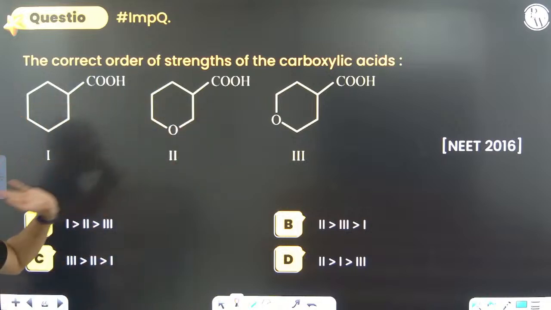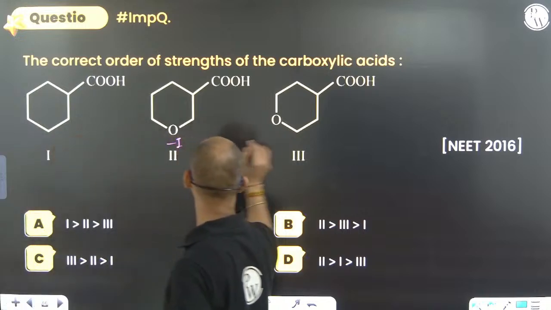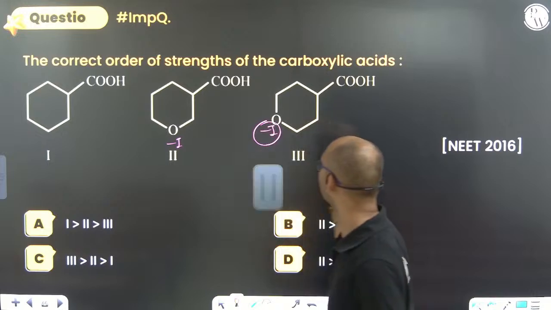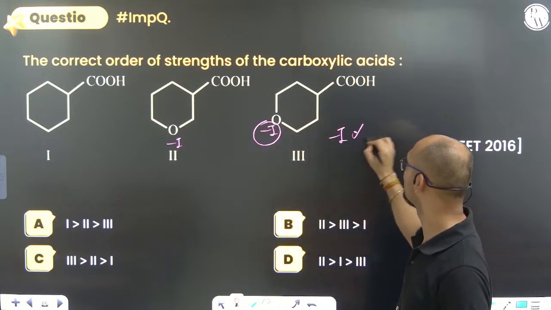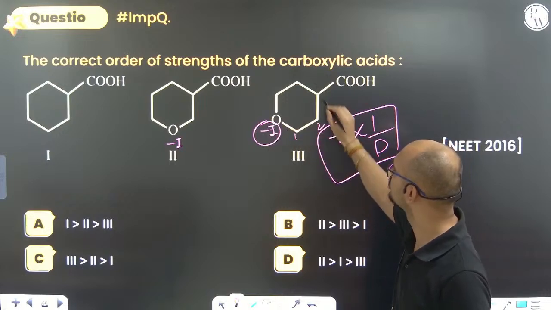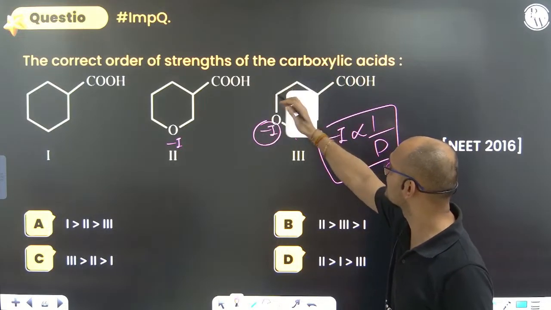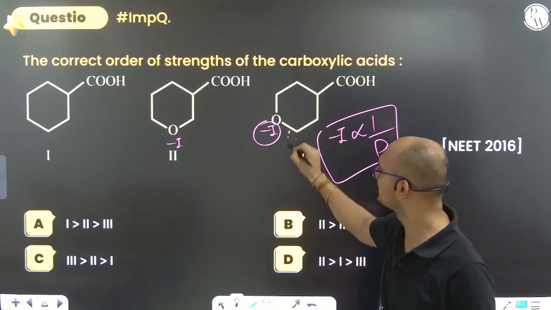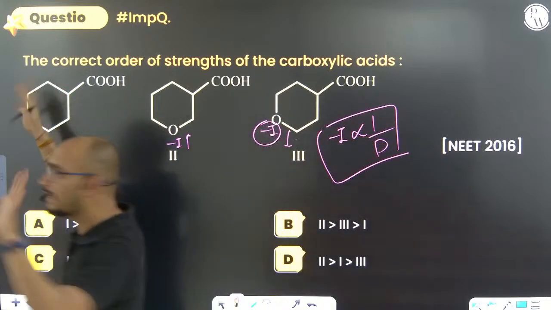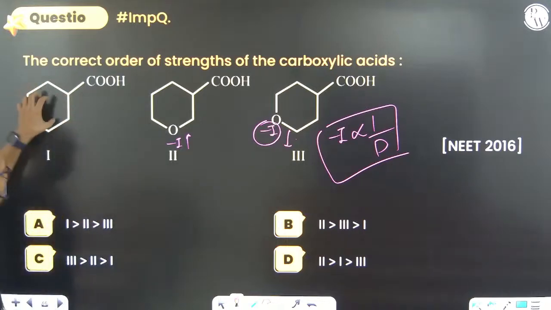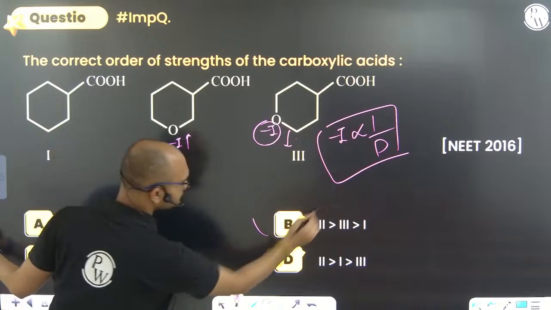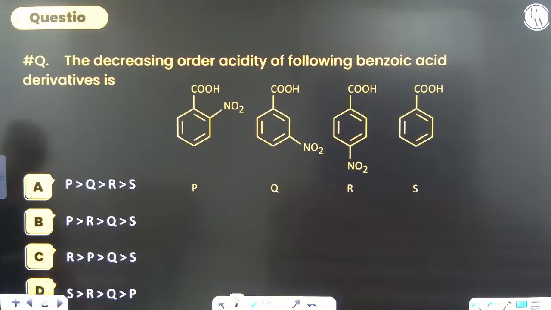Carboxylic acid में जरा ध्यान से देखो. Oxygen is doing what? Minus I effect. Distance is more. So what we can say? Because we know that minus I is inversely proportional to distance. Because here the distance is more. 1, 2, 3, 4. 4 carbon का distance आ जा रहा है. तो यहाँ पे minus I effect is less. यहाँ पे minus I effect is more. तो 2 is more than 3. यहाँ पे तो कोई भी minus I है ही नहीं. हटाओ. तो minimum is 1. So 2 is more than 3 is more than 1. Any doubt? Okay. आगे बढ़ो.